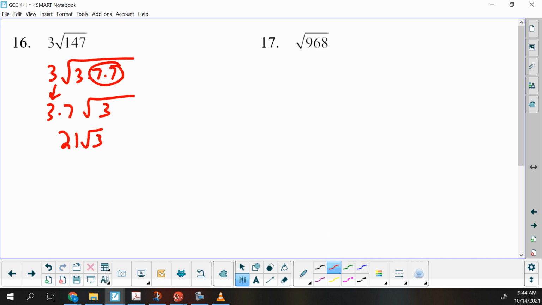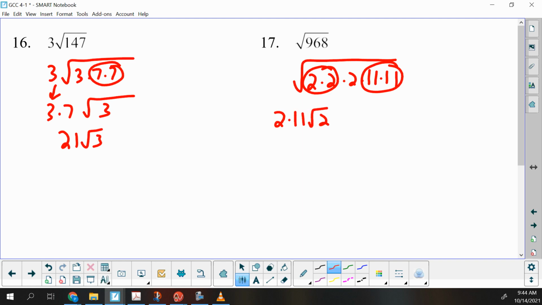For the square root of 968, to your many number factor, you should have got 2 times 2 times 2 times 11 times 11. You got a pair of 2's and a pair of 11's. That gives you 2 times 11 out front with a 2 still inside, or in other words, 22 square root of 2.